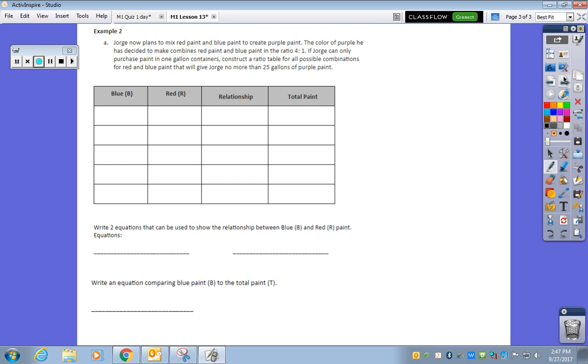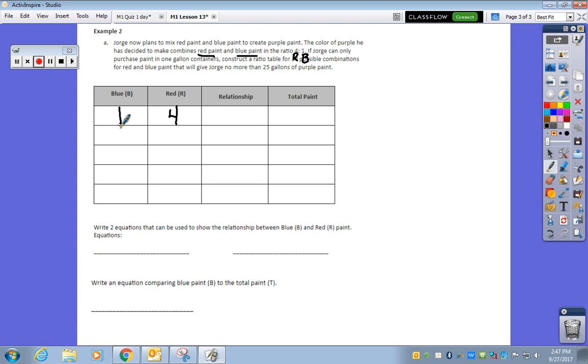So something we have to be careful of here is that we're combining red and blue. So the 4 would be the red and the 1 would be the blue. If you look at the table, it's the opposite of that. So we want to just be careful to make sure that we're putting the numbers in the correct order. So that would mean for 4 red, there's 1 blue.